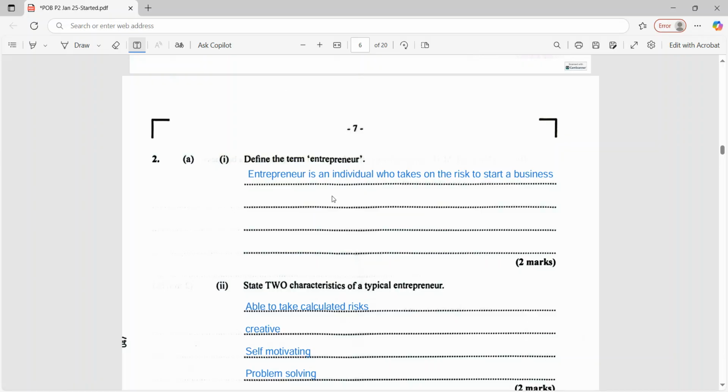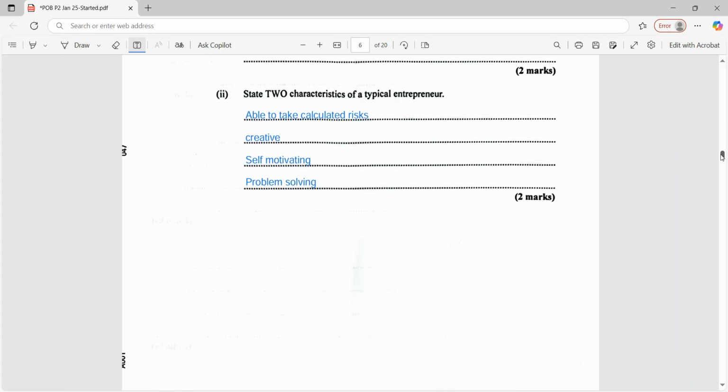Question two, define the term entrepreneur. So, an entrepreneur we know is anyone who takes on the risk to start a business. And then it says, say two characteristics of a typical entrepreneur. An entrepreneur must be able to calculate risk. They must be creative, they must be self motivating because there's going to be times when the business may not be making the profit that the entrepreneur is expecting. And so the entrepreneur must be self motivated so that they keep on the path that they're going on and they keep working hard so that they can make that profit. And an entrepreneur must be able to solve problems, right?